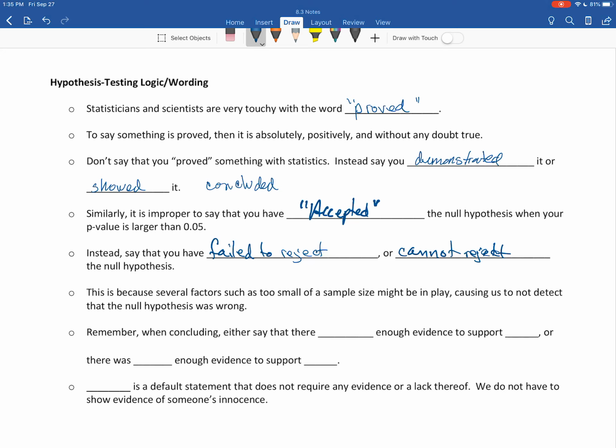Either say that there was enough evidence to support the alternate, or that there was not enough evidence to support the alternate. So we either do find enough evidence to support the alternate, or we don't. Remember that the null was the default statement. It does not require any evidence or a lack thereof. You do not have to show evidence of someone's innocence, right? When we think about trial by jury, you do not prove that someone is innocent. You may fail to show them guilty, but you never prove beyond a shadow of a doubt true innocence.